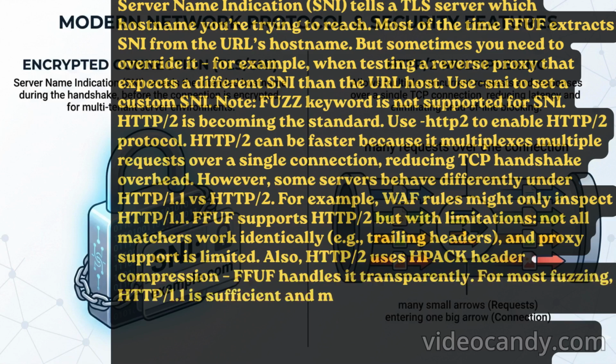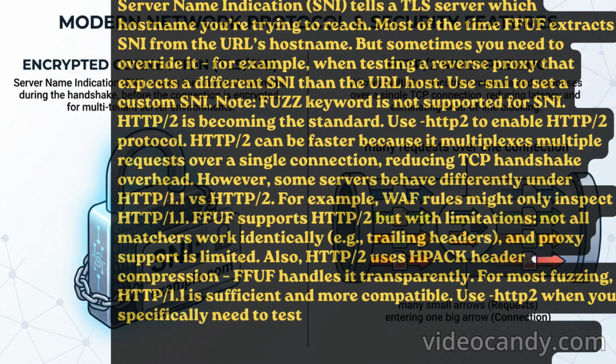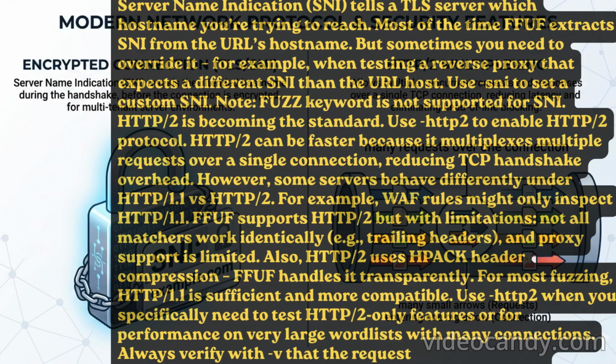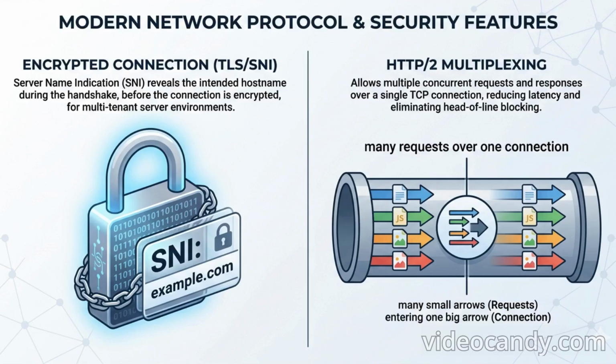FFUF supports HTTP2, but with limitations. Not all matches work identically. For example, trailing headers and proxy support is limited. Also, HTTP2 uses HPACK header compression. FFUF handles it transparently. For most fuzzing, HTTP1 is sufficient and more compatible.